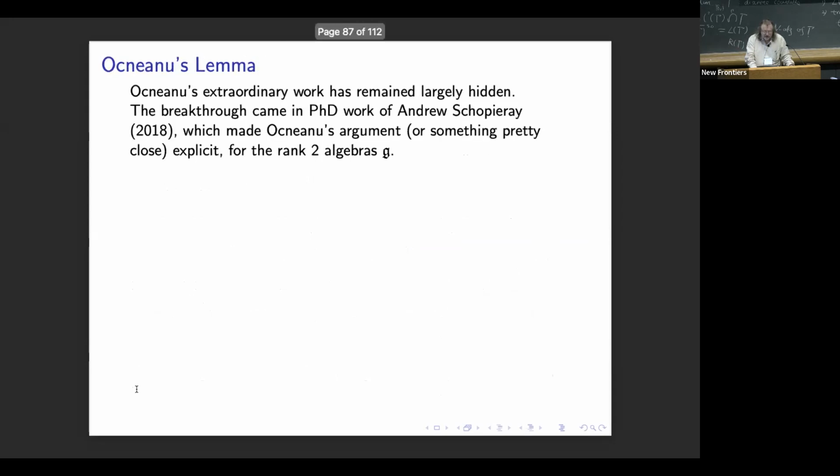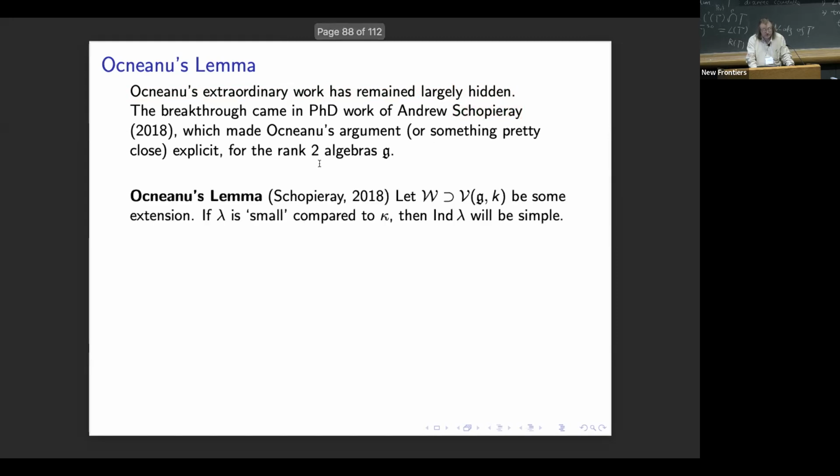Right. So this is the key to Ocneanu's work on the classification stuff. So it was never announced, at least not clearly enough for most of us. I think Victor listened carefully to a talk that Adrian gave and extracted more information than Adrian ever meant to be extractable, and guided his former PhD student Andrew Schopieray to write down and explain what was going on in Ocneanu's head, I think. And so this deserves the name Ocneanu's lemma, I think.